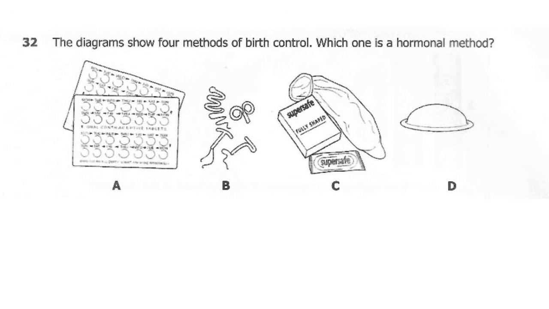Question 32. The diagram below shows 4 methods of birth control. Which one is a hormonal method? Is it A, B, C, or D? You can leave your answer in the comment section.